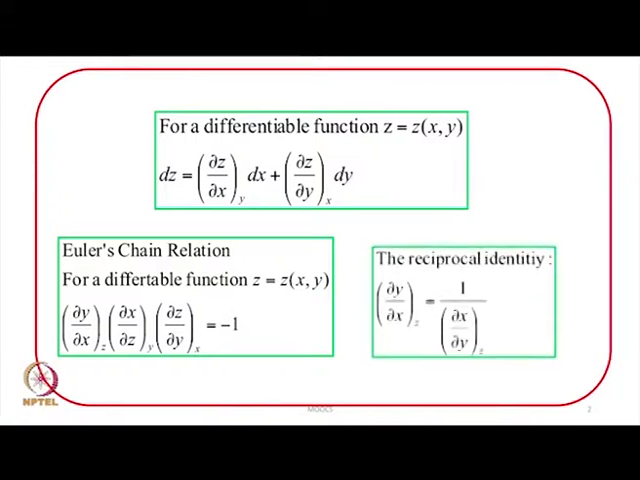And one more relation that we will be using is the reciprocal identity. ∂y/∂x at constant z is equal to 1 over, you take a reciprocal of this, ∂x/∂y at constant z. So these mathematical equalities will hold, and we will make use of these relations in solving further numerical problems. Let us now take up one by one.